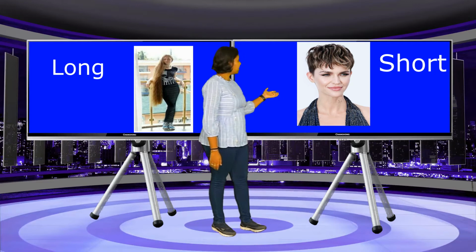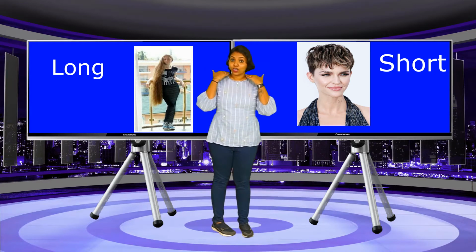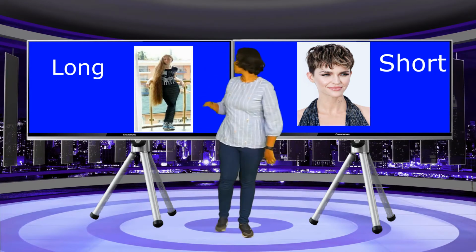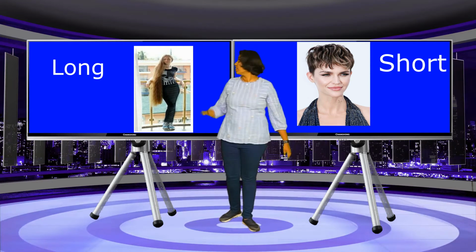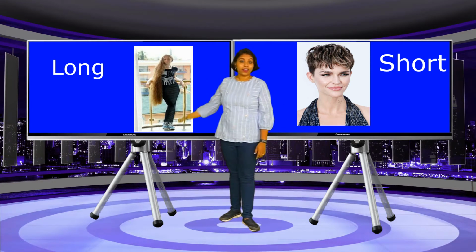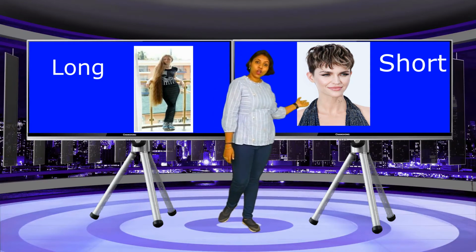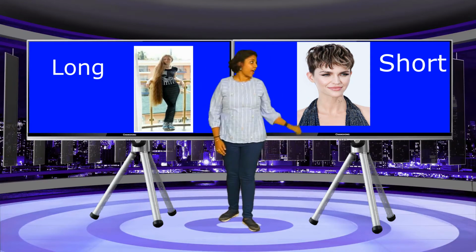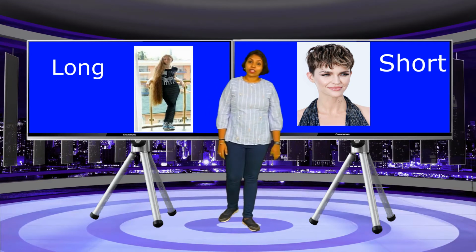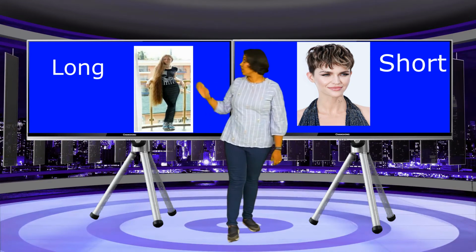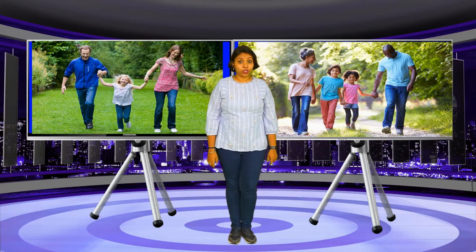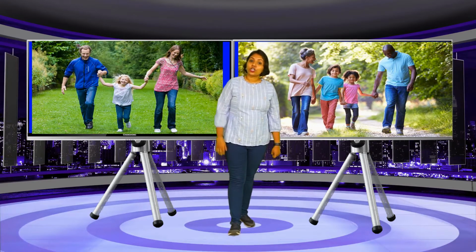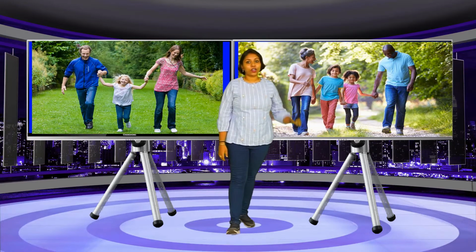And see here, the girl is having very short hair like me. So, long and short. The girl is having long hair and the girl is having short hair. Long and short. So, we have learned about the comparison long and short. Next, we are going to learn the topic tall and short.